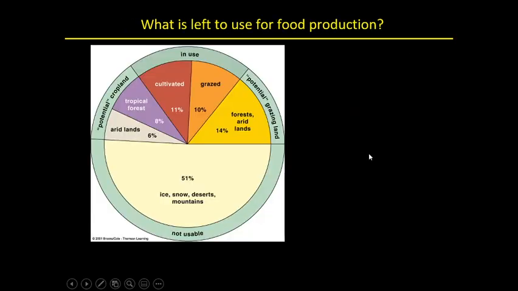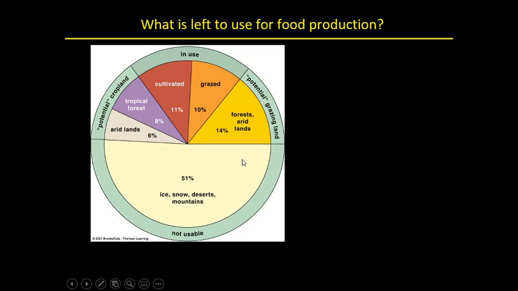So here's a pie chart that sort of illustrates, and it's an older graph, but it's still mostly true, about what land resources we still have on the planet to use for agriculture. And this is based on temperature and rainfall patterns and geology, the types of soils that are out there. And what we see in this pie graph is that there's about 51% of the planet is not conducive to generating food, either through ranching or through growing crops.